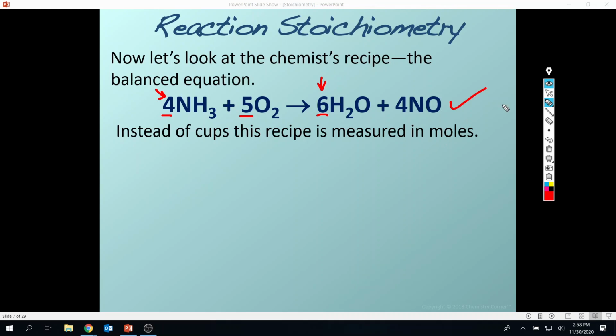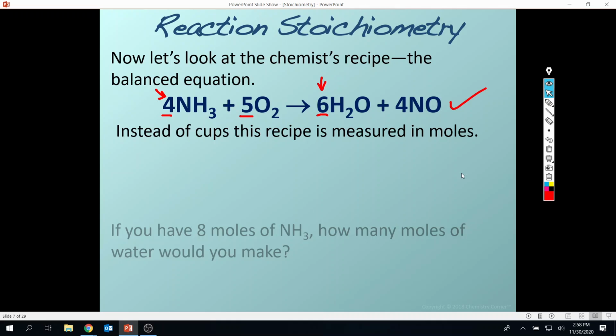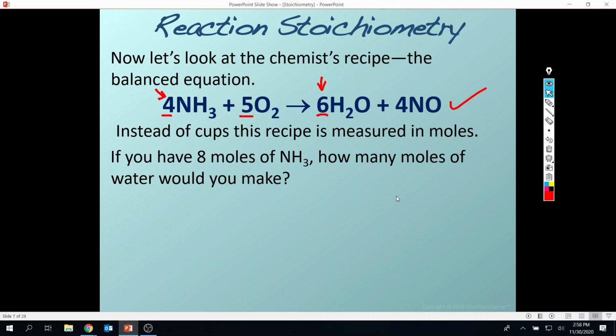All right, so let's see what's next. If you have 8 moles of NH3, how many moles of water would you produce? Again, I can look at this, and this is a nice clean number. 4 to 8 is going to be a doubling. So again, 6 will double to 12. And so we will have 12 moles of water produced.